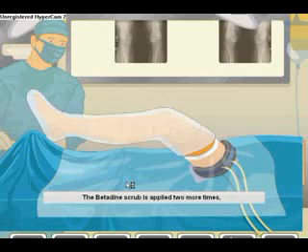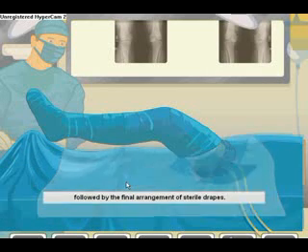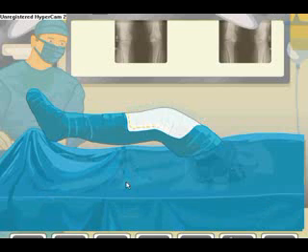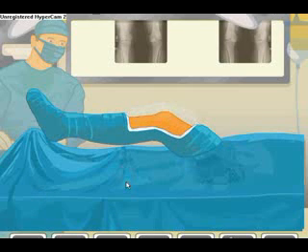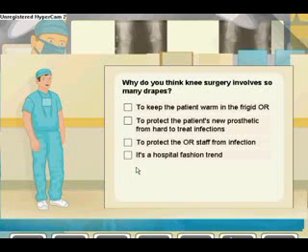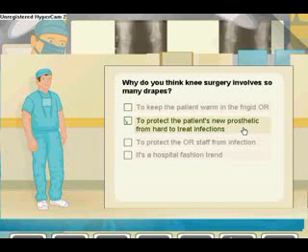Betadine scrub is applied 2 more times, followed by the final arrangement of sterile drapes. Why do you think knee surgery involves so many drapes? Good work.